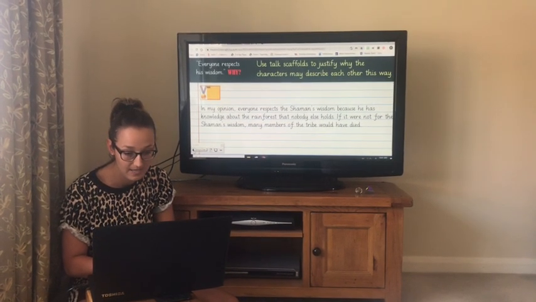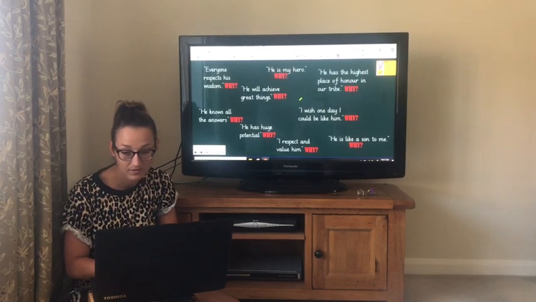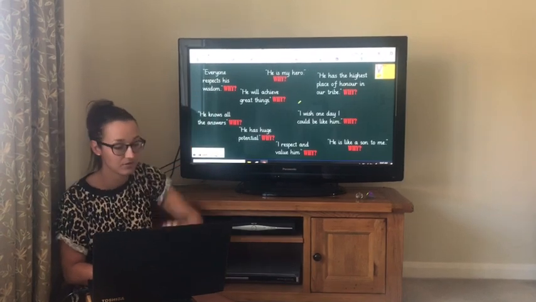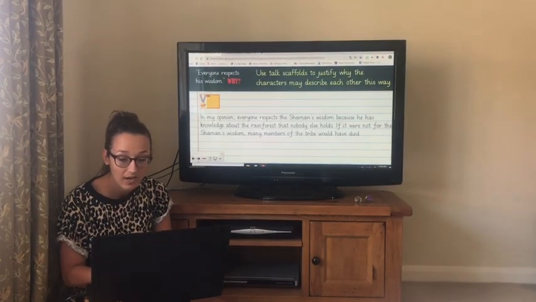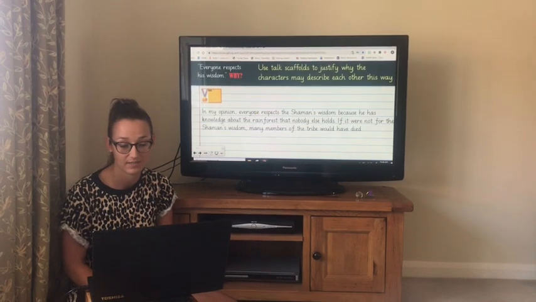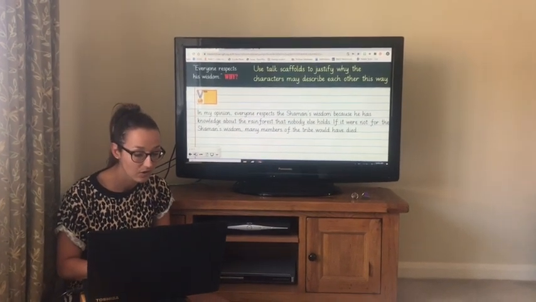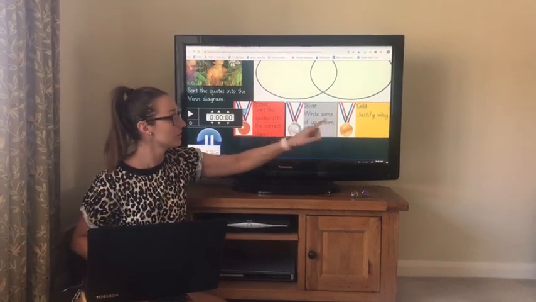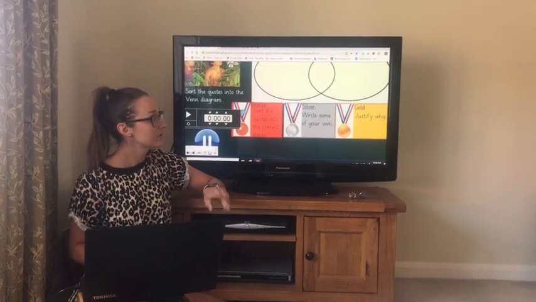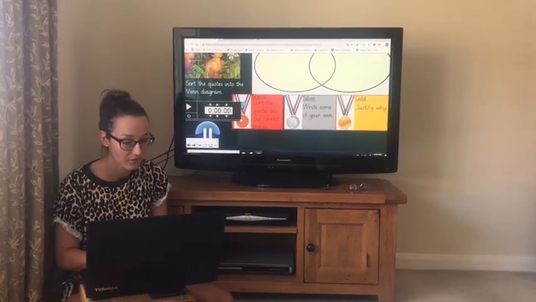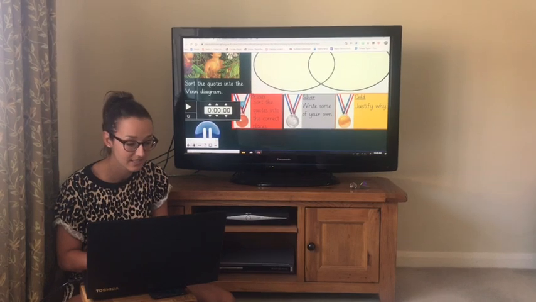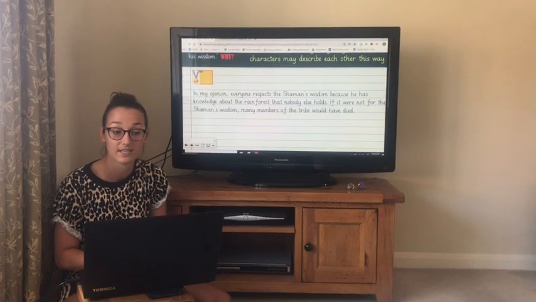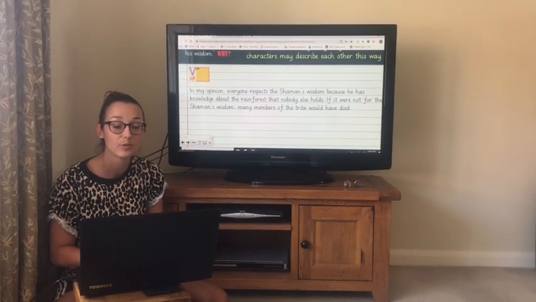Okay, so if you look back, I've chosen this one. Everyone respects his wisdom. All I've done is pick that out, used a talk scaffold, and then explained why the character has described each other in this way. So for gold, hopefully you got on okay with bronze and silver. There is now a gold to justify why. So maybe pick three or four of those quotes and now think about writing the sentences underneath just like this one. I'll leave that one up for you as an example. Now I'd like you to pause me and have a go.